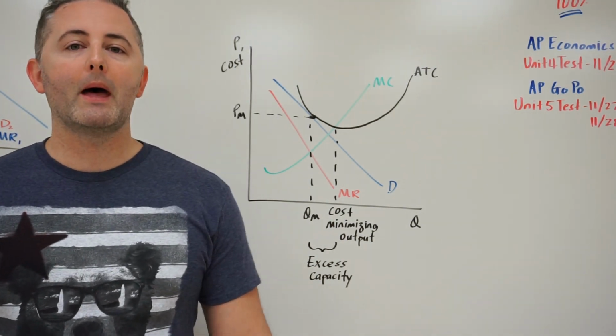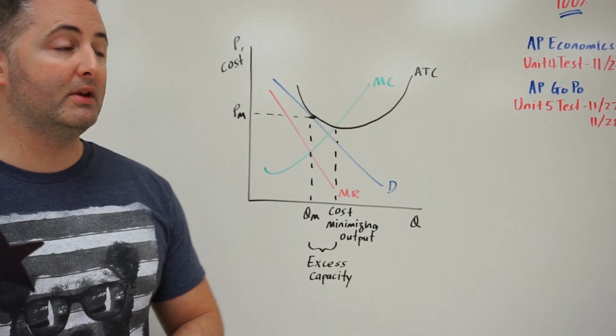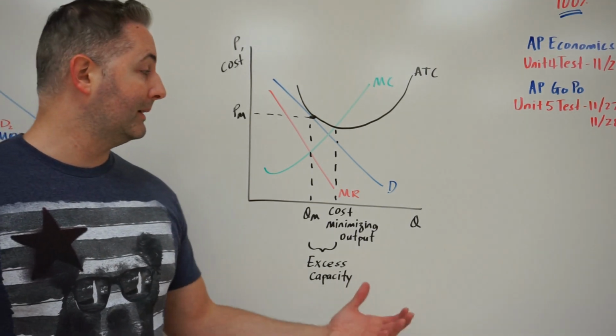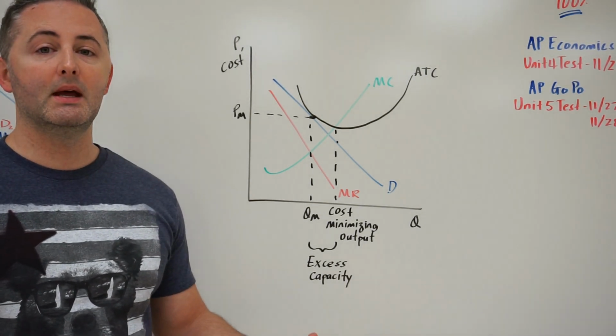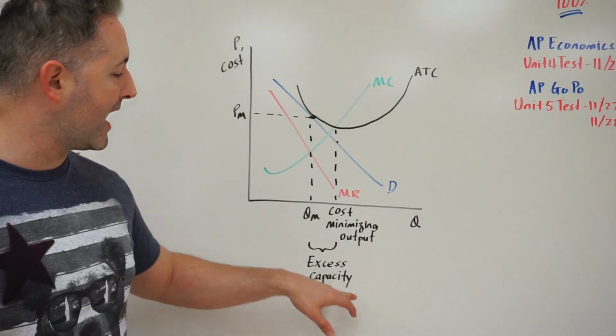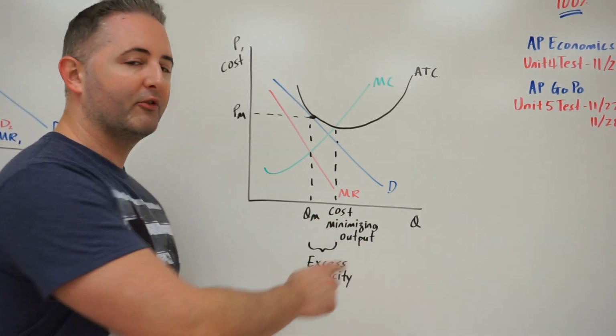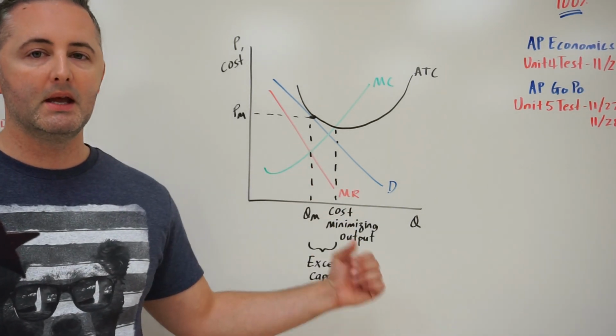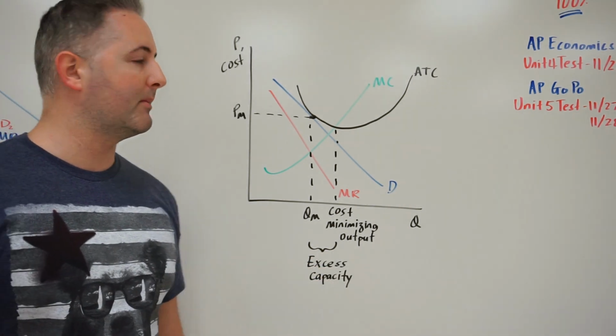There's another video about that. In the end, it's probably not that big of a deal. We probably can live with this inefficiency in this case, but again, just know this term of excess capacity and what it means. That difference between what the firm does produce compared to the cost minimizing output.